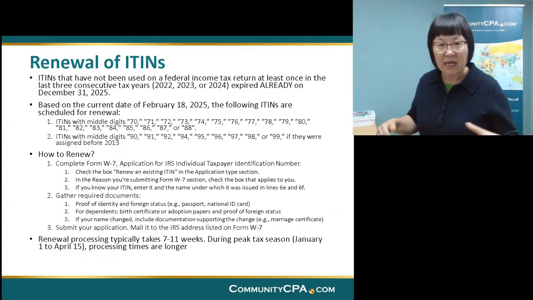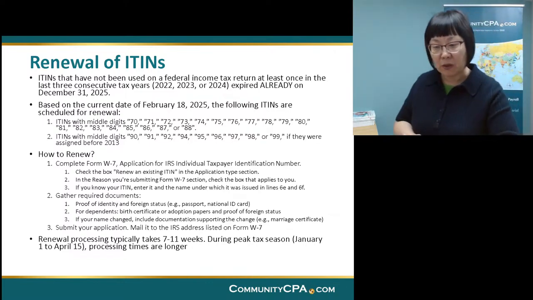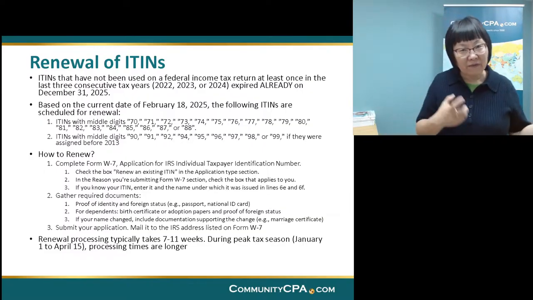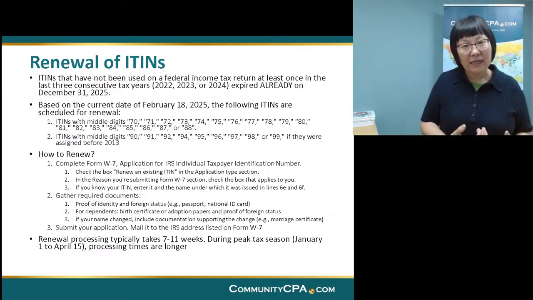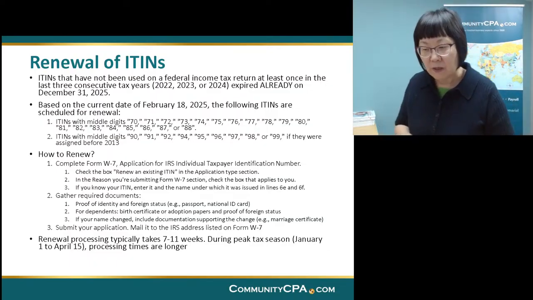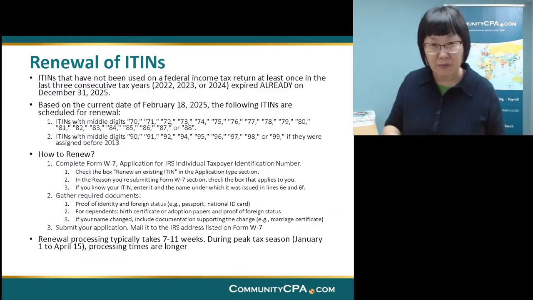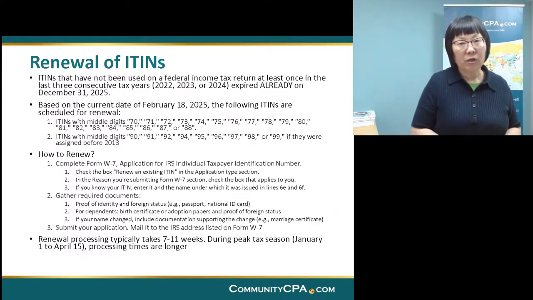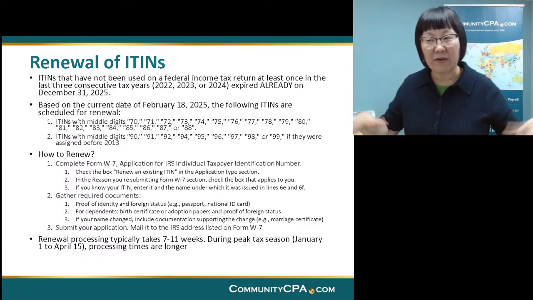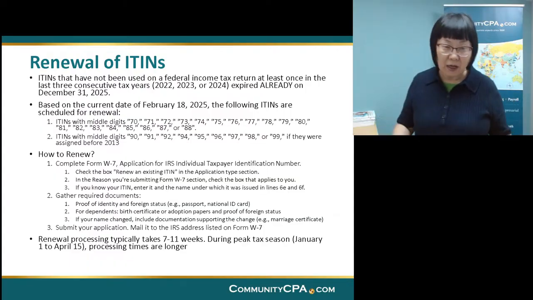Just like I said, if you are doing it on your own, you mail the original. But if you are not doing it on your own, you go through what we call a certified agency, an authorized agency, then you don't have to submit the original. The renewal process typically takes 7 to 11 weeks. Right now, it takes longer because the IRS is so busy receiving all these tax returns every day, right? From you, me, and a lot of people.